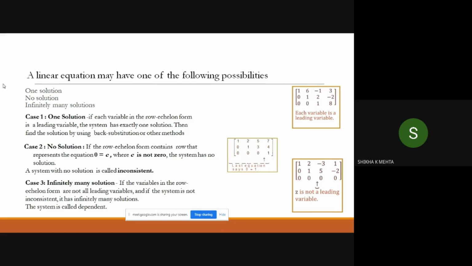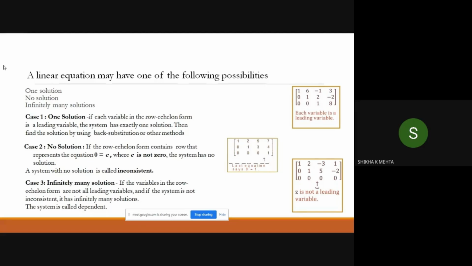Then if the variables in the row echelon form are not all leading variables, right? And if the system is not inconsistent, it has infinitely many solutions. Here we can see Z is not a leading variable. It should have been 1. If it had been 1, it has one solution. If it is not 1, and this value is also 0, then it can have infinitely many solutions, and the system is called dependent.